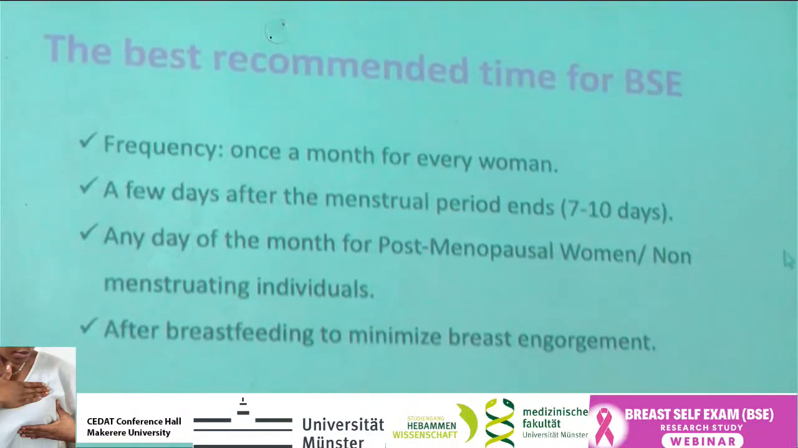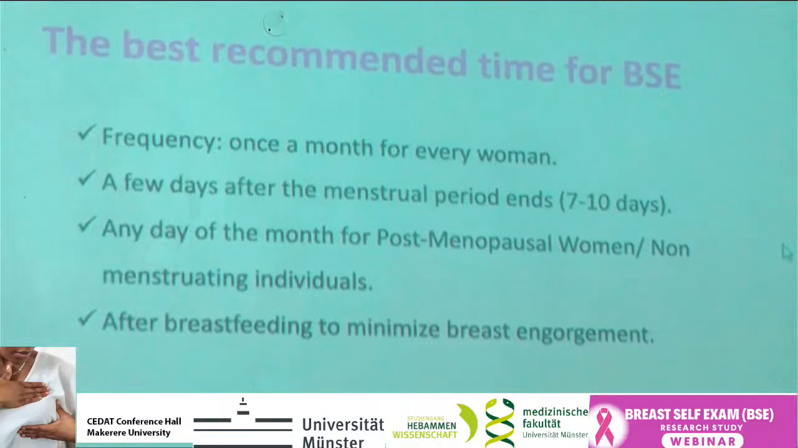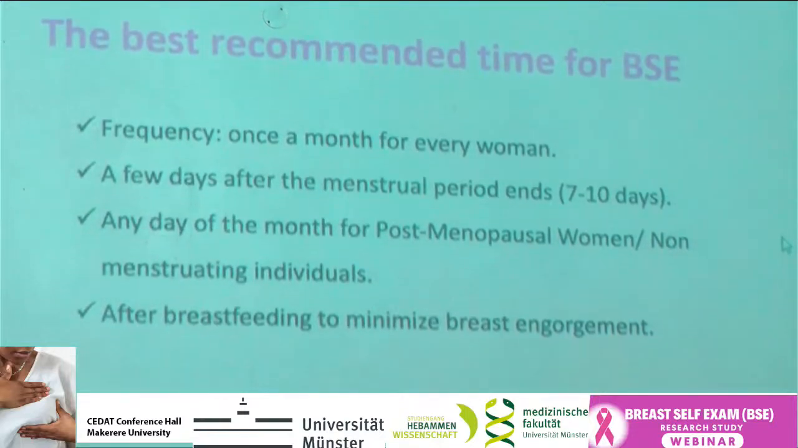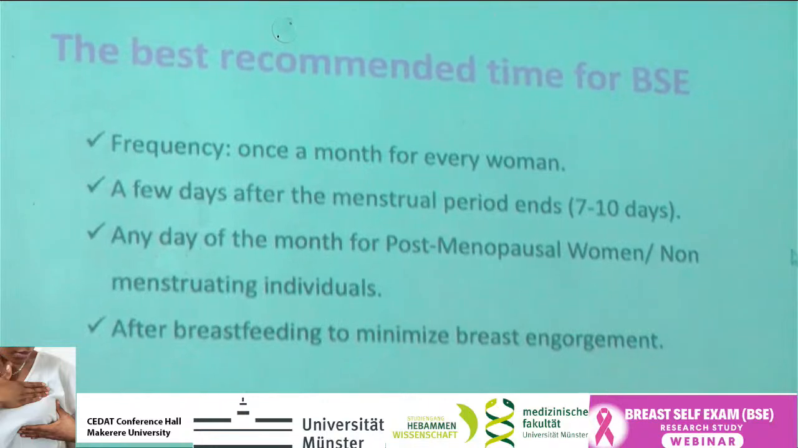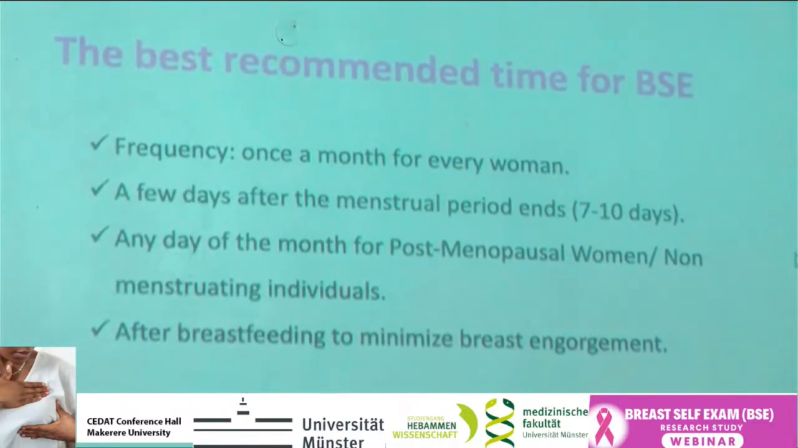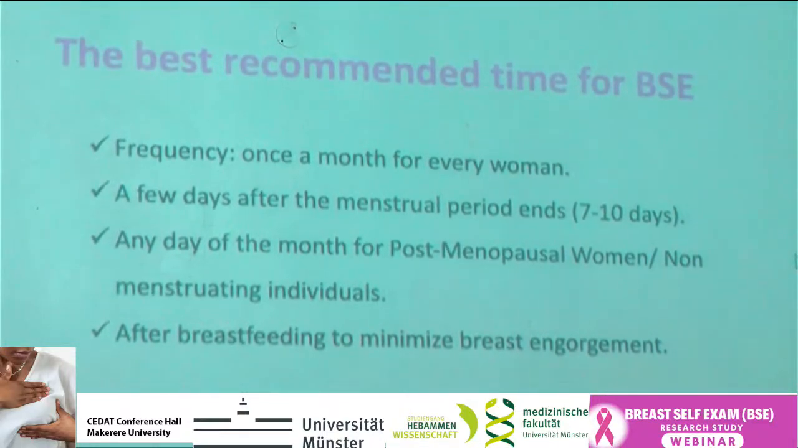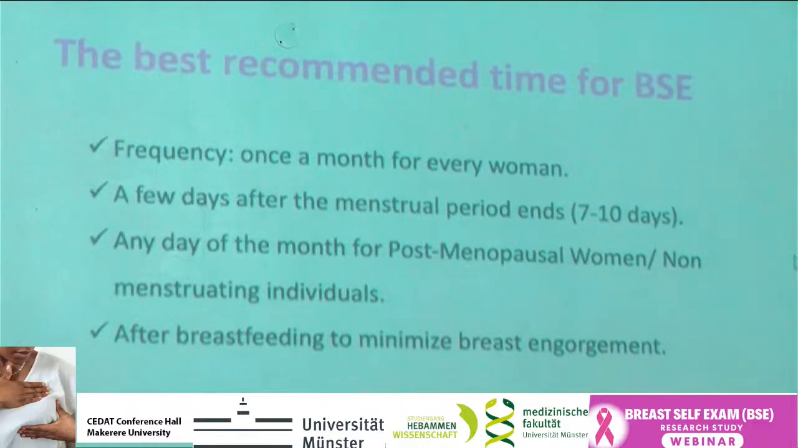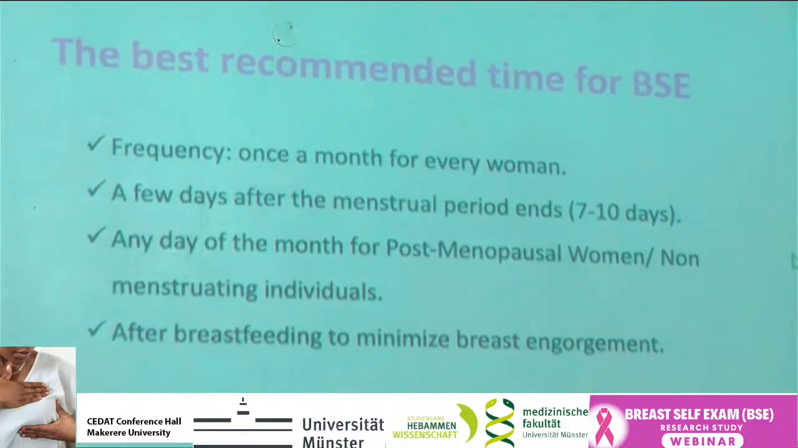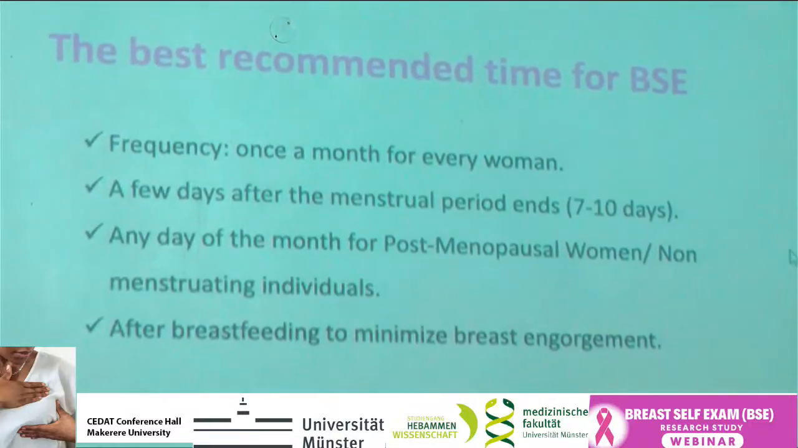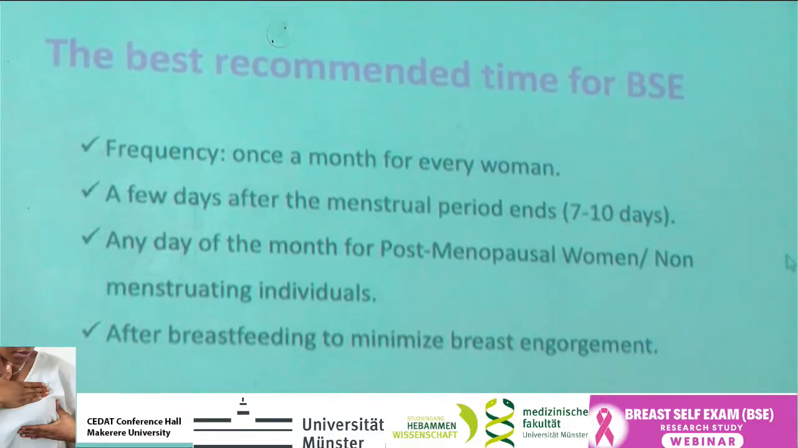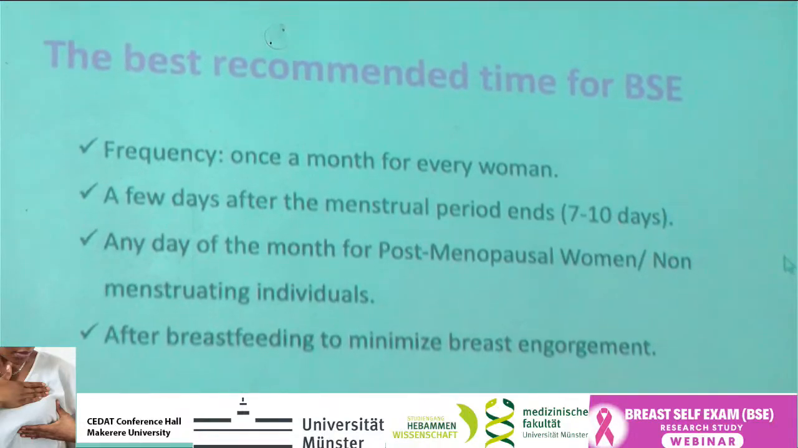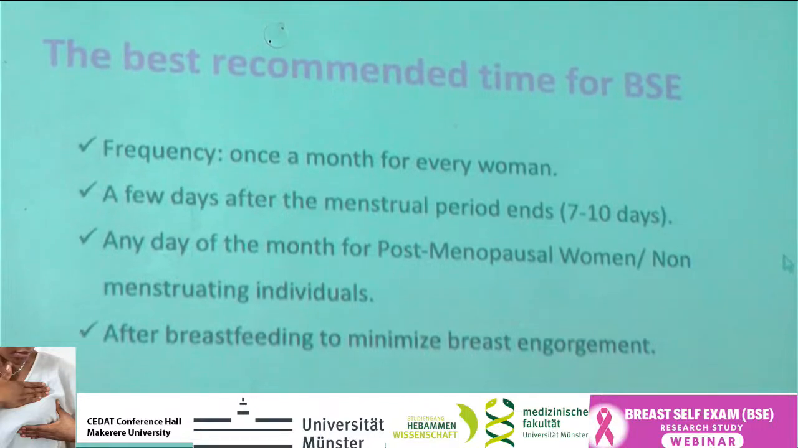What is the best time that is recommended for breast self-examination? Frequency. It is advisable that women perform breast examination once every month. Women who are menstruating and having regular cycles should have a target of performing breast examination about the 7th or 10th day of their cycle, or after their cycle on the 7th day or 10th day.